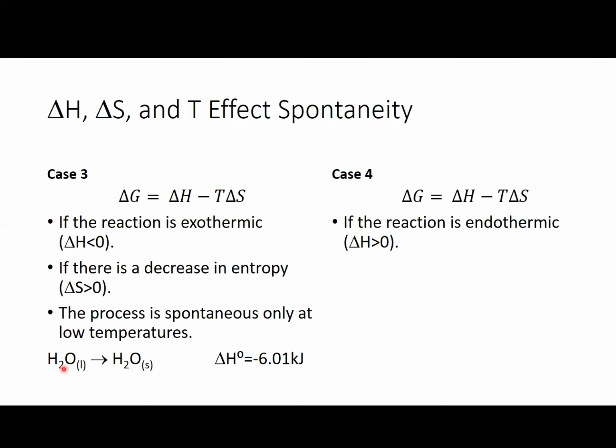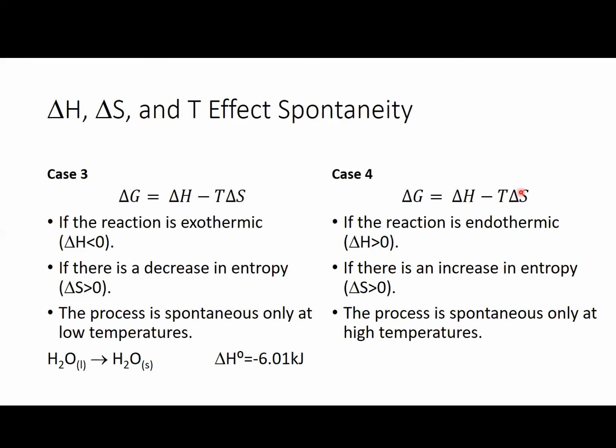Now here's another example. I've got an endothermic reaction here, and I'm increasing entropy. So delta H is positive, and delta S is positive. So a positive minus a positive, that could be negative, but only if the temperatures are high enough. So if the temperatures are high enough, then it's a spontaneous process. An example of that would be evaporation, a liquid becoming a gas.